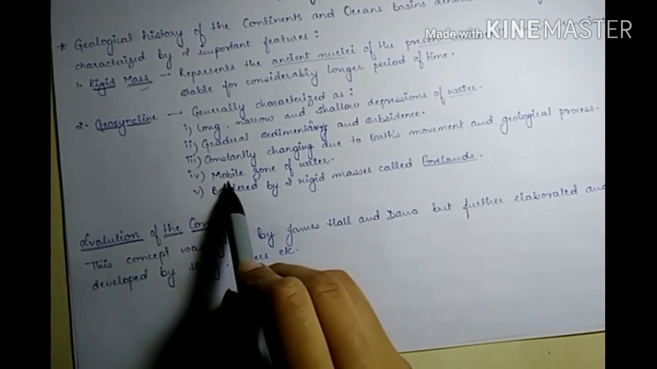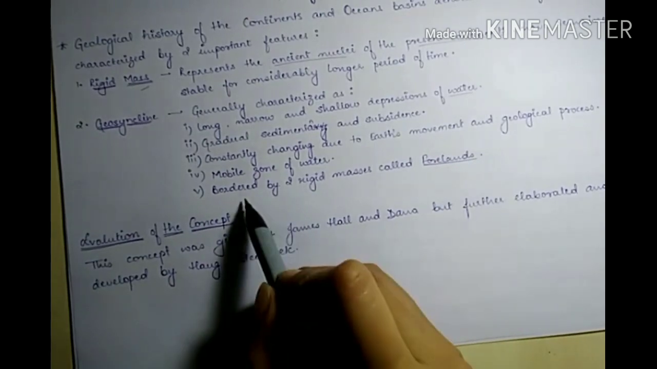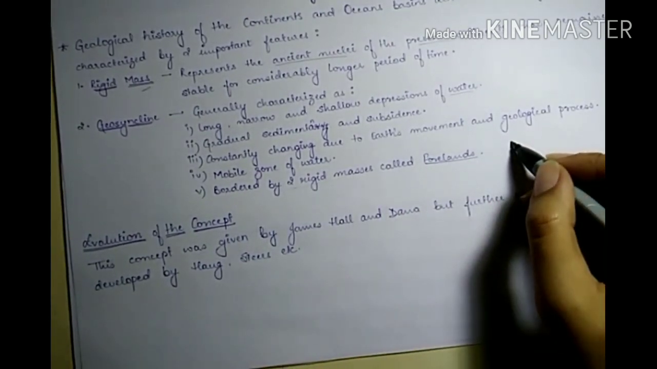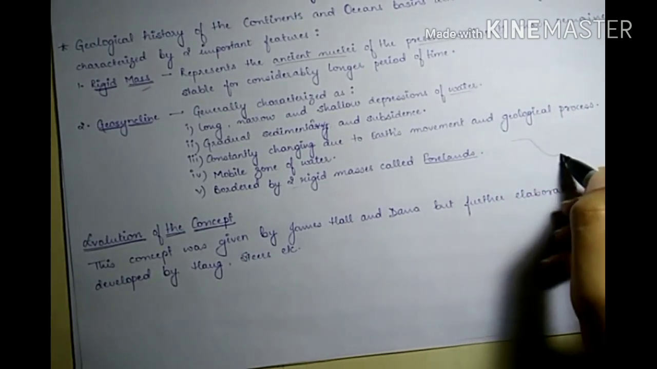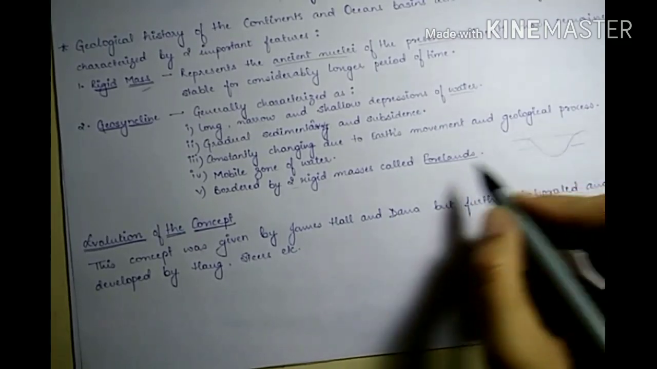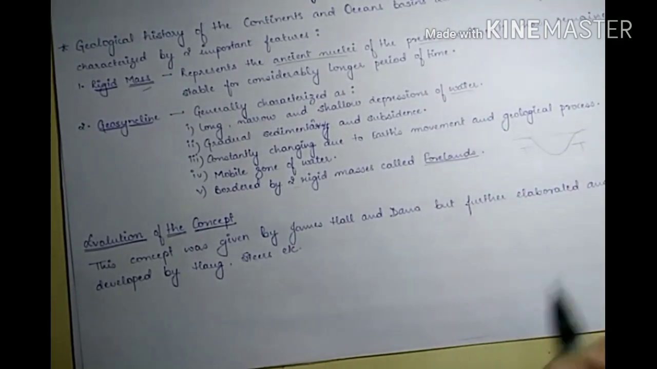Fourth, they are mobile zones of water. And last, they are bordered by two rigid masses. So this is a geosyncline. This is water. So these are two rigid masses which are known as forelands. So this mass and this mass will be known as foreland.